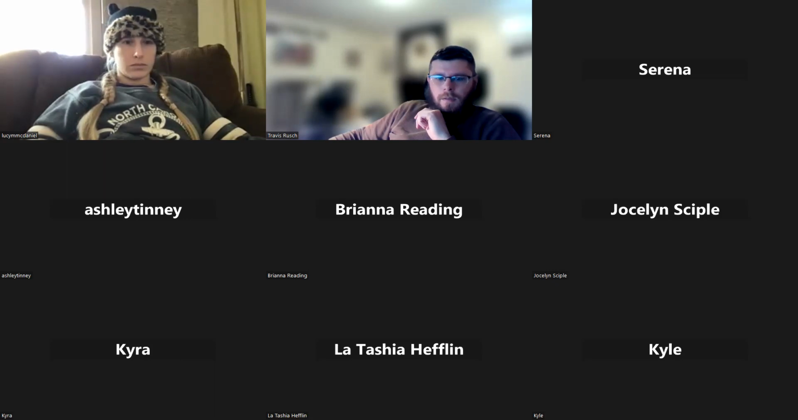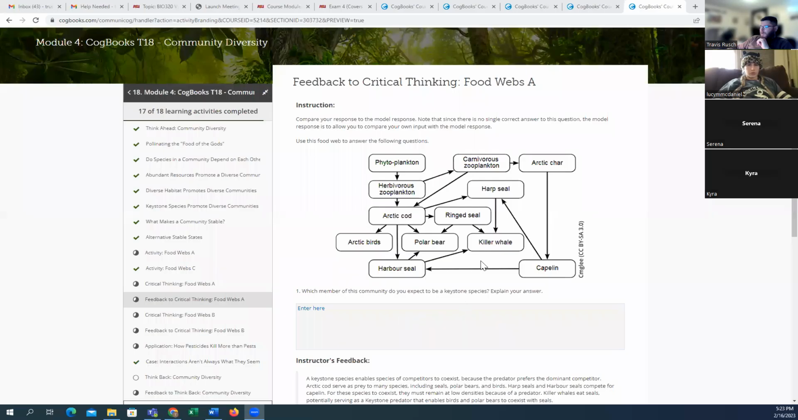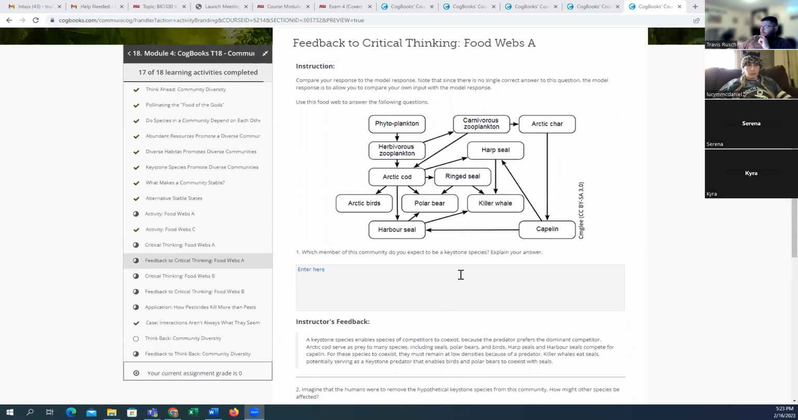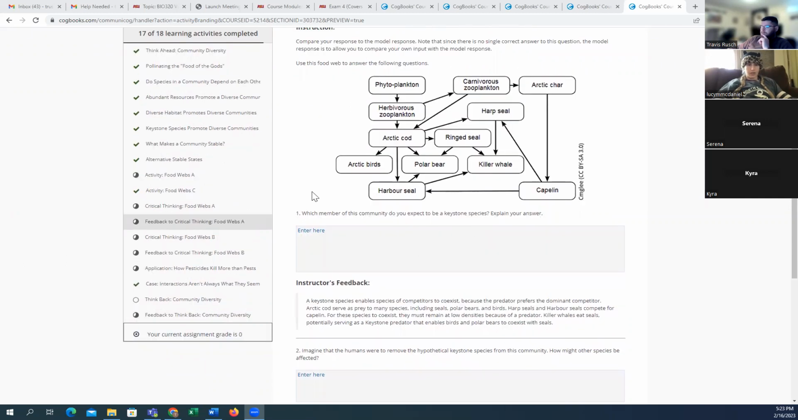All right, I think this is one of the critical thinking ones, right? Yeah, that was one of them. For this one, it picked killer whales. Yeah. But I had picked the Arctic cod because I felt like it was the most connected to everybody else, but it said that it was more about keeping other predators in balance, is that correct?